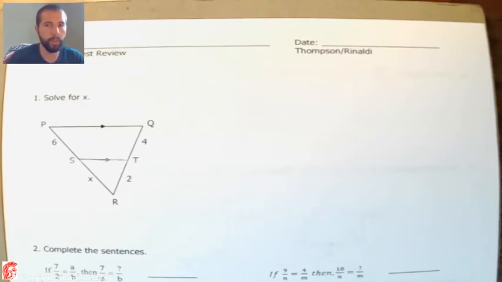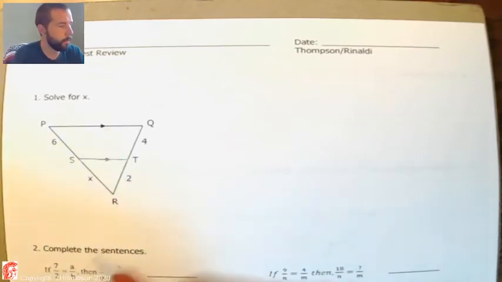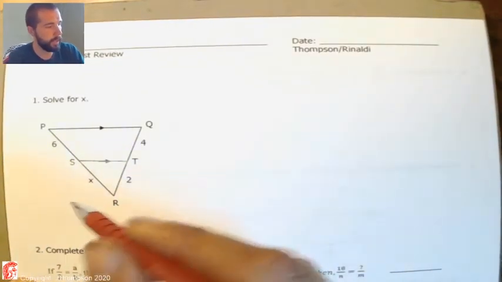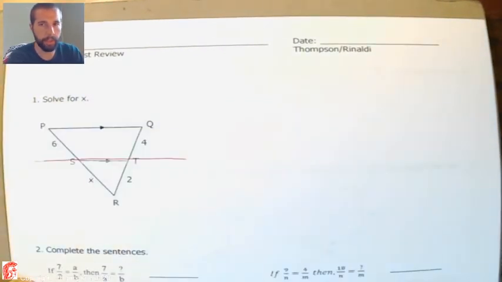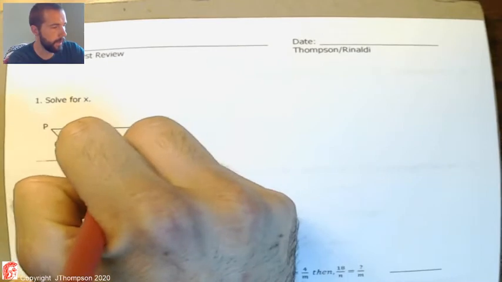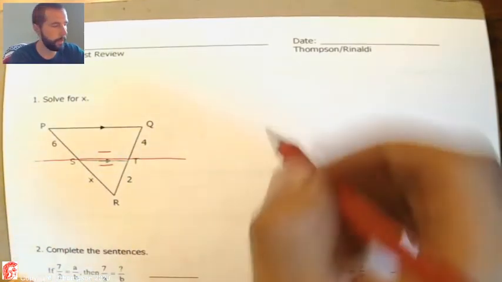So for the first one, we have the triangle proportionality theorem. Since we have these lines that are parallel to each other, we can set up the proportion. I usually like to do it by extending this parallel line and then just putting an equal sign. And that's actually the proportion we're going to use. 6 over x equals 4 over 2.